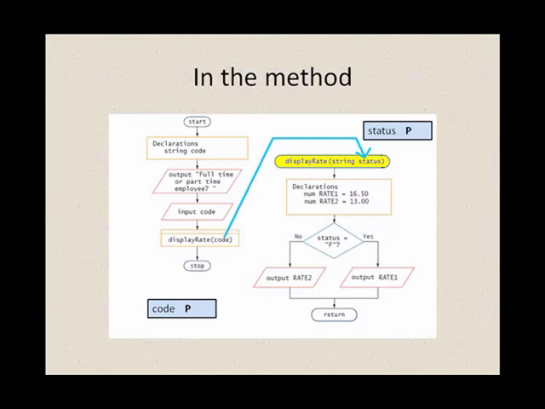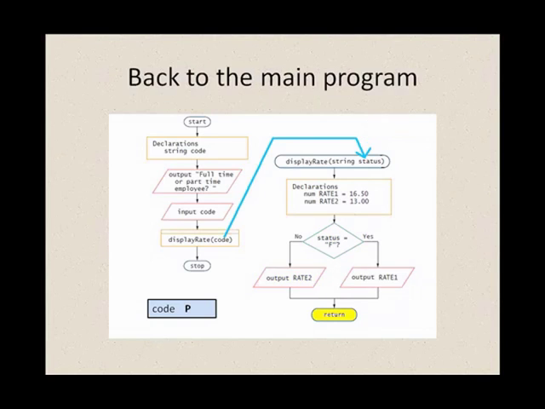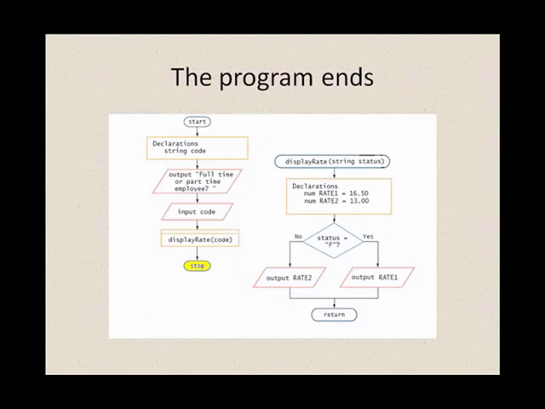It holds a P. Let's assume this method has some local declarations of two different pay rates for full and part-time employees, and then we compare status to F. In this case, it's not F, it's P, so we'll output rate 2. And when the displayRate method ends, status goes out of scope. It no longer exists. We can return to the main program, and when the main program ends, code goes out of scope. It no longer exists.